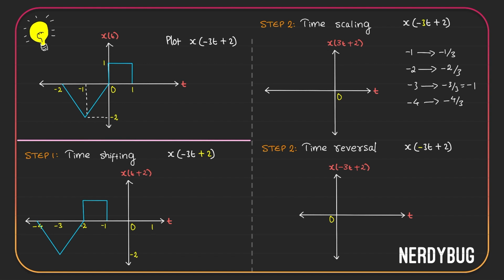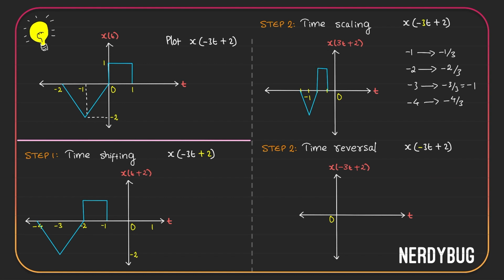So let's mark these points. Let's say this is -1. So -1 by 3 and 2 by 3 will be somewhere around here, and -4 by 3 you can find here. Our graph will look like this. You can see that our signal has now compressed because the constant was greater than 1.